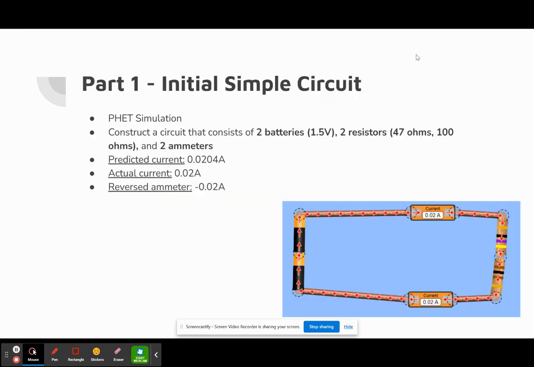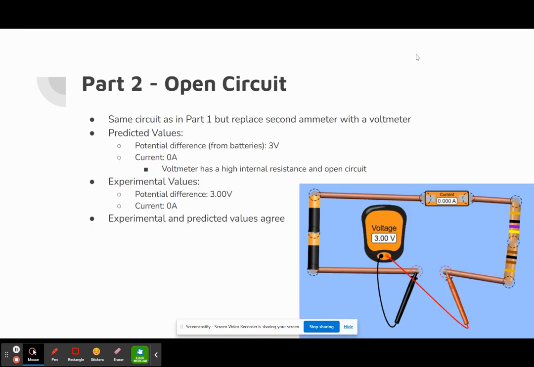For part one of our initial simple circuit, we constructed a circuit in our PhET simulation that consisted of two batteries, each 1.5 volts, two resistors, one being 47 ohms and the other 100 ohms, and two ammeters. Our predicted current was 0.0204 amps, and our actual current was 0.02 amps, and our reversed ammeter read negative 0.02 amps.